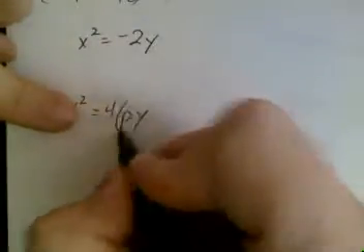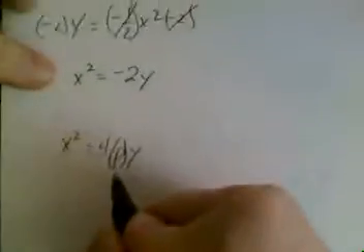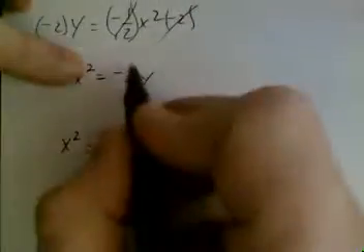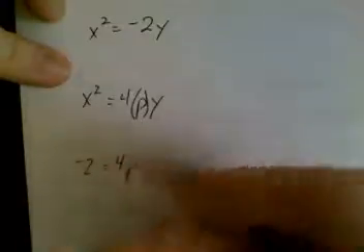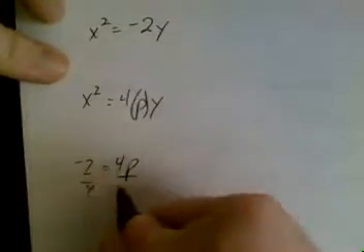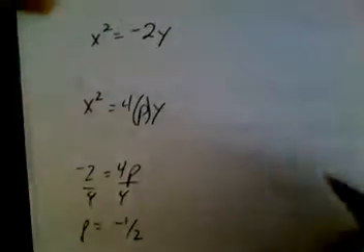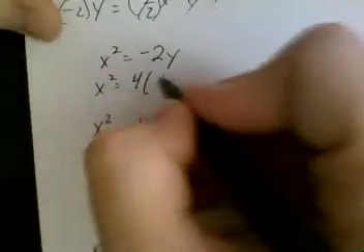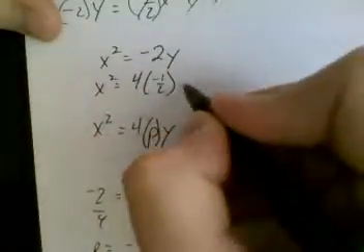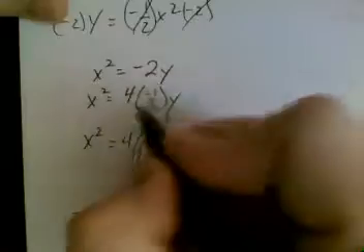So the question is, what p-value would I have to have in order to make 4 times that p equal to a negative 2? Well, negative 2 has to be equal to 4 times p. I can divide both sides by 4 and get p has to be equal to a negative 1/2. So that verifies that x squared should be equal to 4 times a negative 1/2 times y. My p-value is a negative 1/2.